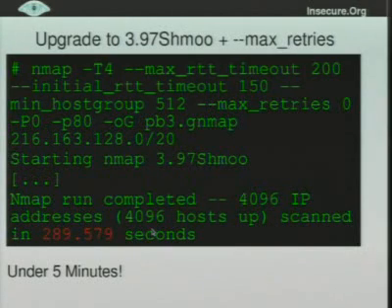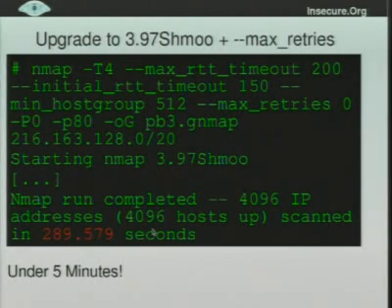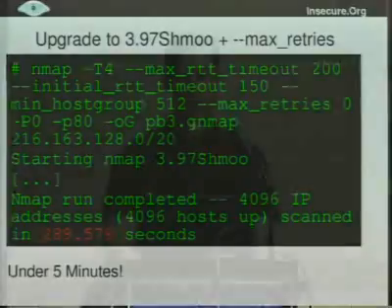With 3.97 Shmoo, one of the nice new features is parallel asynchronous DNS requests. So instead of using the system getnameinfo call over and over 4,000 times, one for each host, Nmap now is able to do a whole bunch of hosts in parallel with its own system, which is a lot faster. Another nice thing is --max-retries.